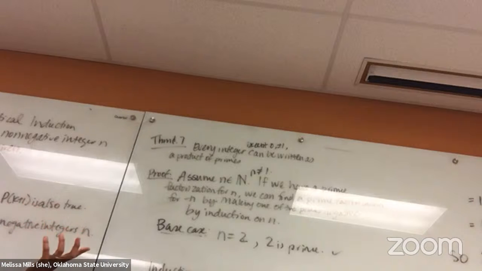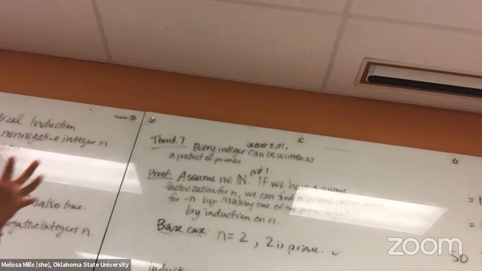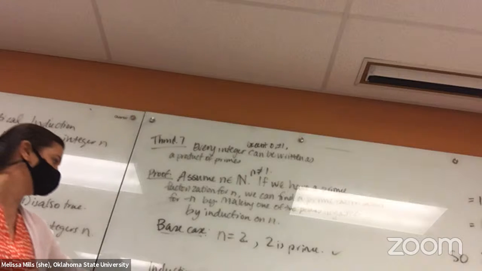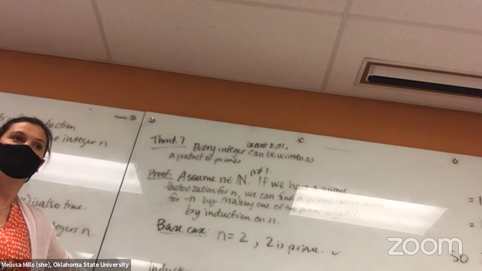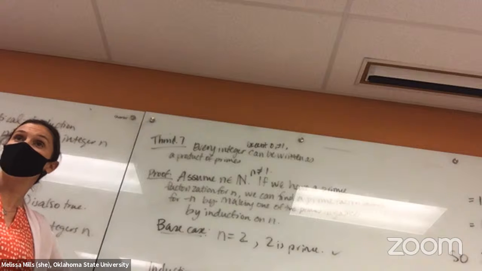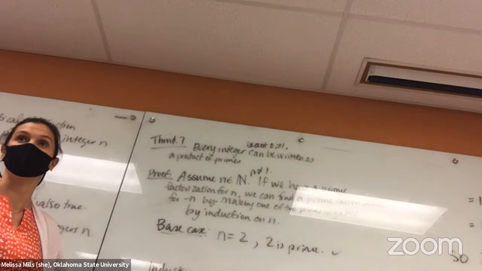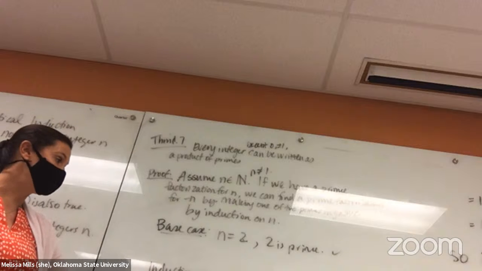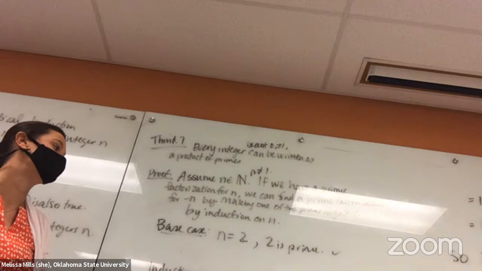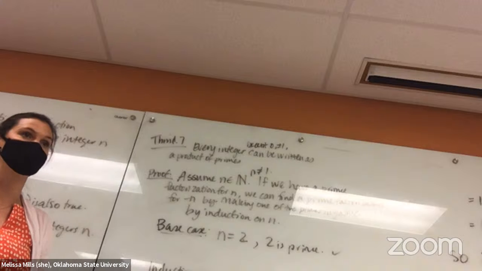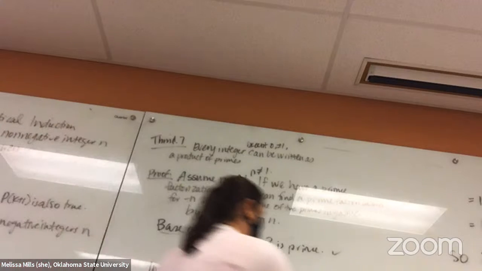So if it's not prime, it's composite. If it's composite, it can be broken up into a product of two things that are smaller than n. But what do we know about things that are smaller than n? Less than or equal to n. Well, what do we assume? We assume that everything less than or equal to n can be written as a product of primes, right? So we have k1 and k2 can be written as a product of primes. Therefore, n plus 1 is a product of primes, right? So we're done.